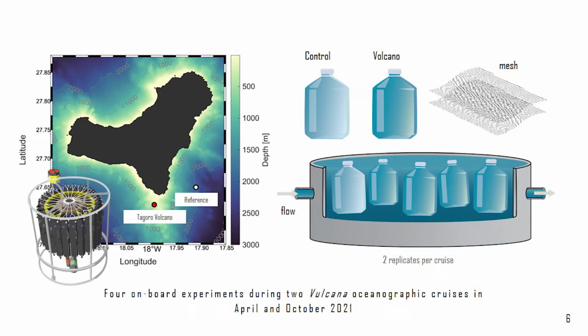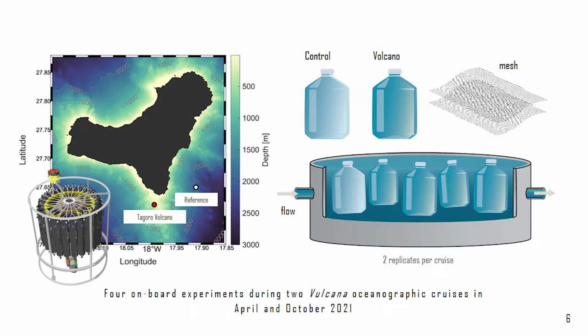We developed an experimental approach. We conducted 4 experiments during 2 oceanographic cruises, one in April and the other in October 2021. For that purpose, we collected samples from 2 vertical hydrographic stations, one located in the main crater of Tagoro and the other one in unaffected waters that hereafter we will call reference.